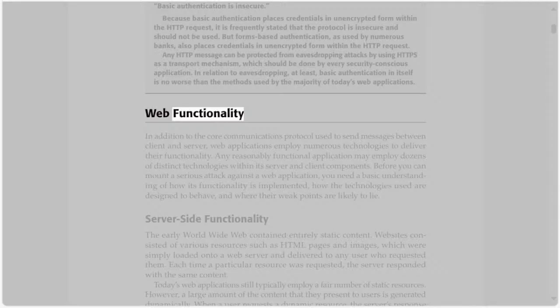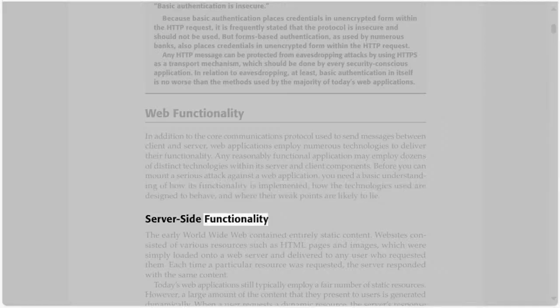Web functionality. In addition to the core communications protocol used to send messages between client and server, web applications employ numerous technologies to deliver their functionality. Any reasonably functional application may employ dozens of distinct technologies within its server and client components. Before you can mount a serious attack against a web application, you need a basic understanding of how its functionality is implemented, how the technologies used are designed to behave, and where their weak points are likely to lie.